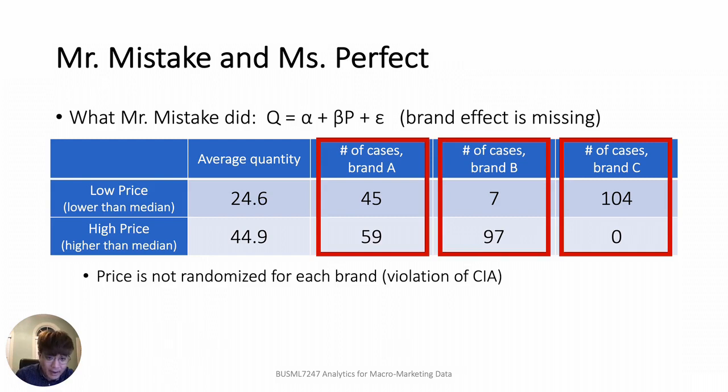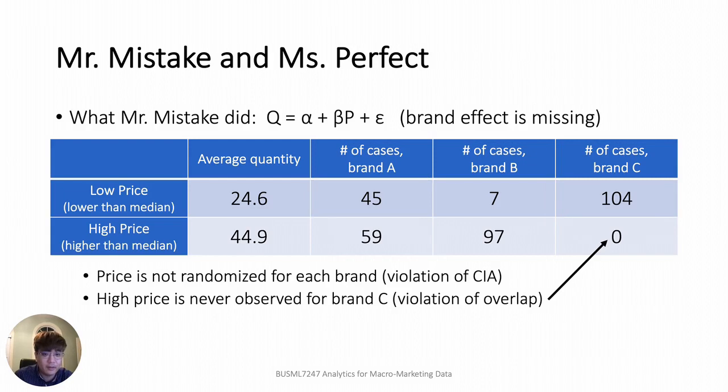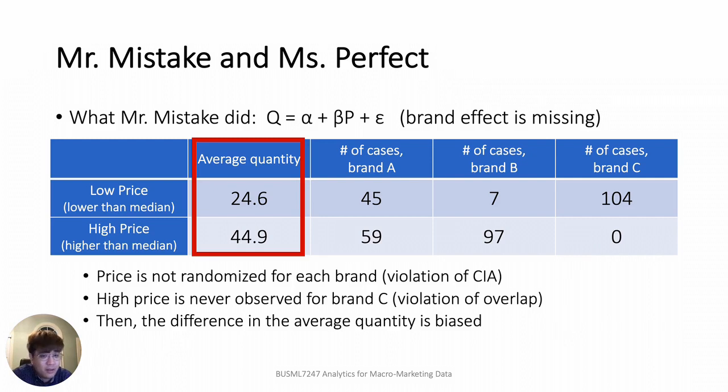First, price, which is the treatment, is not randomized for each brand, which is the subgroup defined by the confounder. This is the violation of the CIA. And second, for brand C, there is no high price case at all, which is the violation of the overlap condition. Thus, the difference in the average quantity is biased.